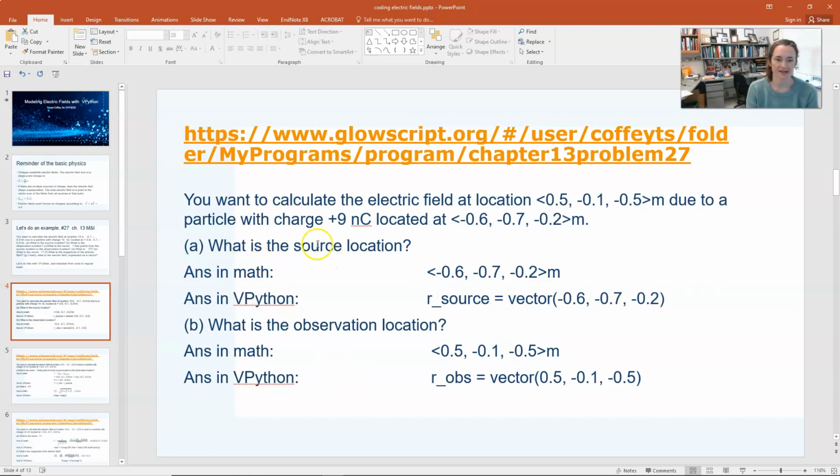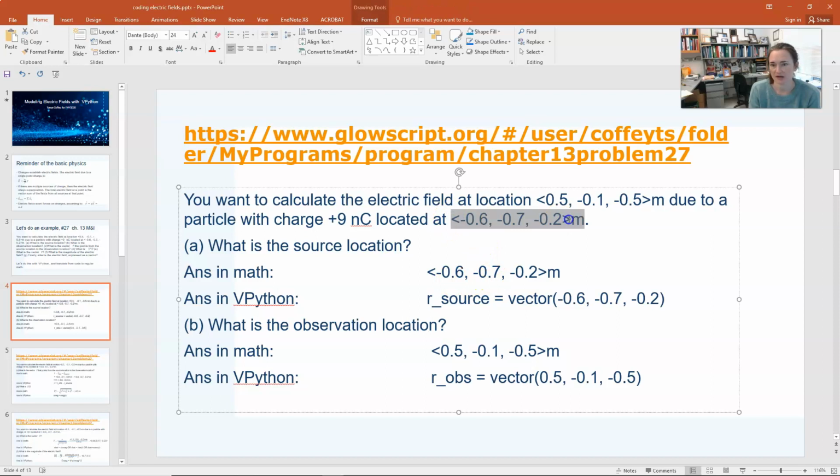So part A says, what's the source location? I've copied and pasted from the question the locations of both the source and the point of interest and the charge here so we can do it all together. So what's the source location? The answer in math would be the vector given here: minus 0.6, minus 0.7, and minus 0.2 meters are the coordinates of the charge itself, which is the source location. So that's how you write it out in handwriting, right? Or typewritten. Now, how would you tell VPython what the source location is?